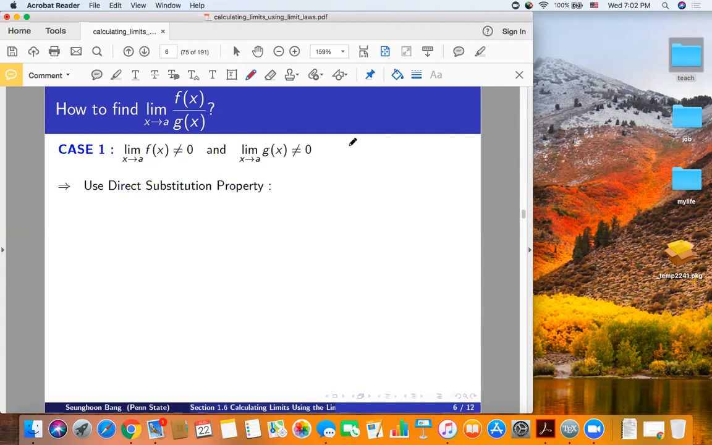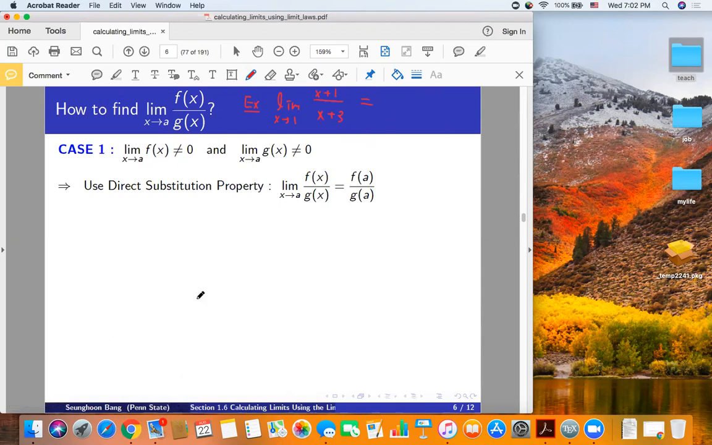We can use the direct substitution property. The limit of f of x over g of x as x approaches a: how can you solve it? Only plug a into the top and the bottom. I want to give one example in case 1. The example is the limit as x approaches 1 of x plus 1 over x plus 3. What is the answer? 1 over 2. Yeah, this is 1 over 2.